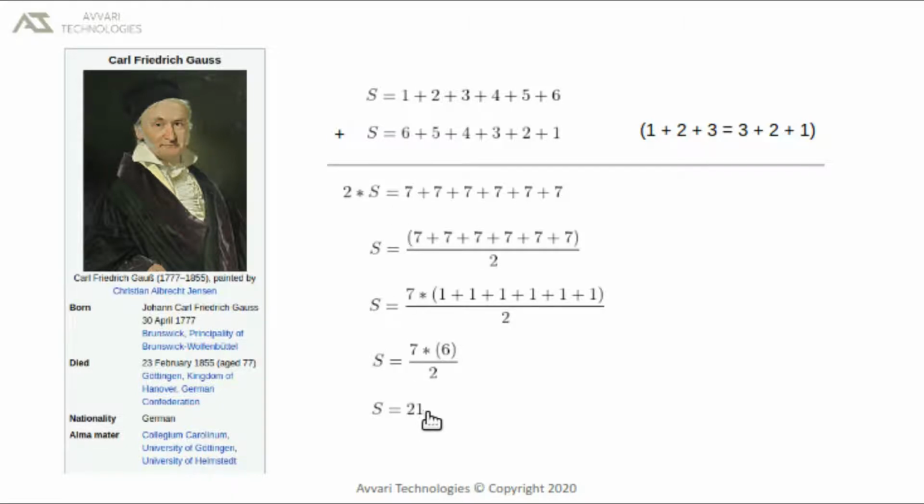Now let us verify this. S is equal to 21. The sum of the first 6 numbers is 21. So S is equal to 1 plus 2 is 3, 3 plus 3 is 6, 6 plus 4 is 10, 10 plus 5 is 15, 15 plus 6 is 21, which is accurate. Now let us find a general way of doing this.